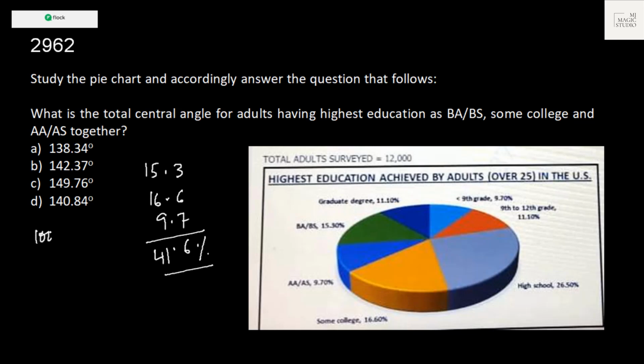We know that 100% is 360 degrees. We are looking out for 40% roughly. So 40% of 360 is 144. It should be greater than 144, and the only option which is greater than 144 is 149.76 degrees. That should be the answer.